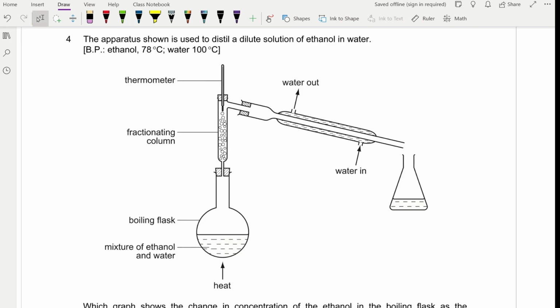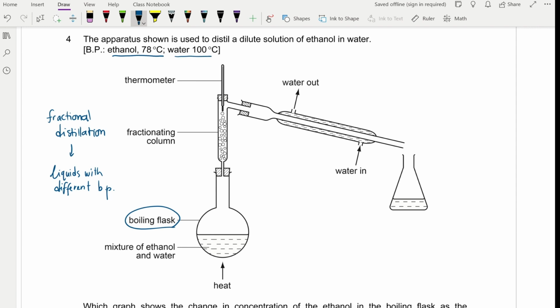Question 4. The apparatus shown is used to distill a dilute solution of ethanol in water. This is a setup of fractional distillation. It's usually used to separate liquids with different boiling points. Which graph shows the change in concentration of the ethanol in the boiling flask, or this round bottom flask, as the distillation proceeds? Because the boiling point of ethanol is lower than that of water, it's the ethanol that's going to be distilled out first. So this conical flask will all be ethanol.